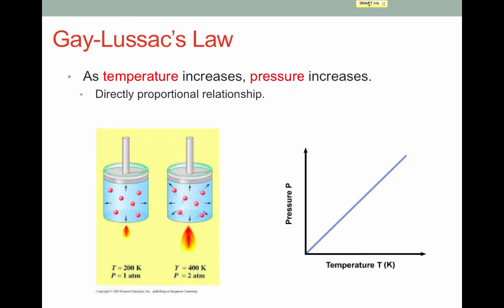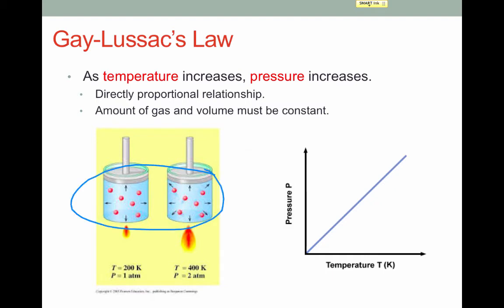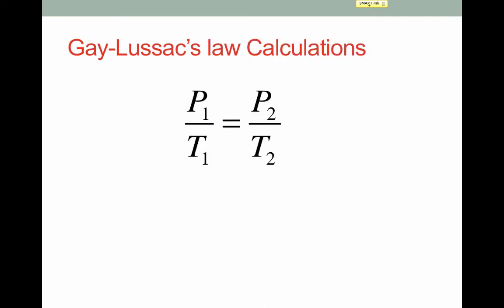Again, a graph showing our directly proportional relationship between temperature and pressure. And in this case, amount of gas and volume must be held constant. Notice both containers contain the same number of particles and occupy the same volume. The relationship here mathematically can be expressed as initial pressure divided by initial temperature equals final pressure divided by final temperature.